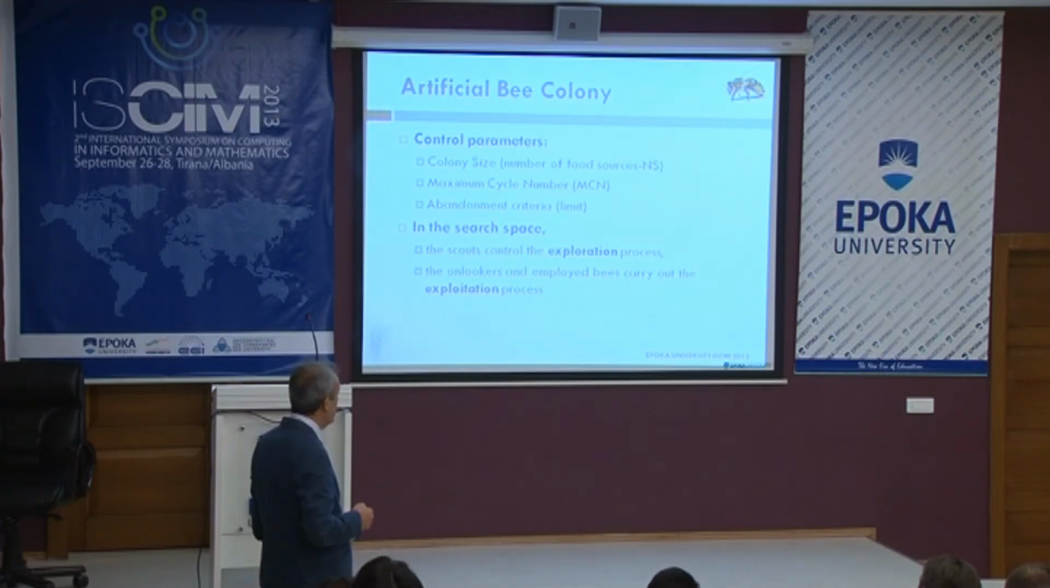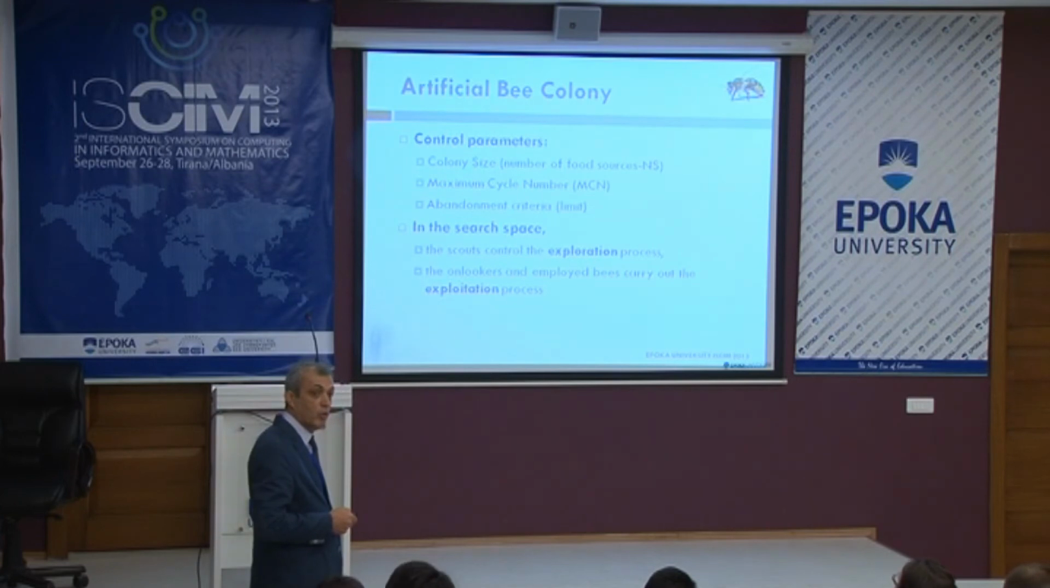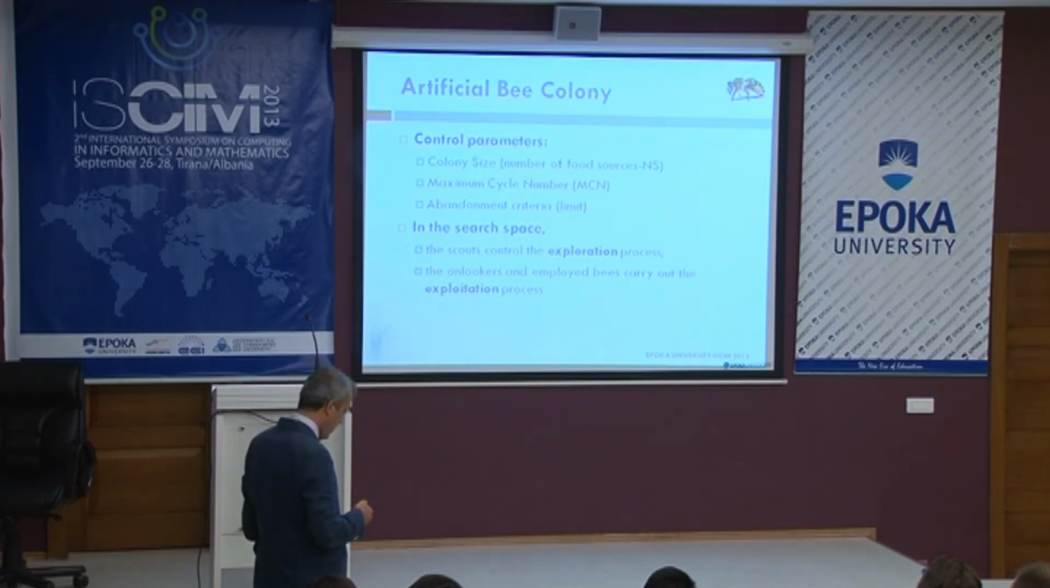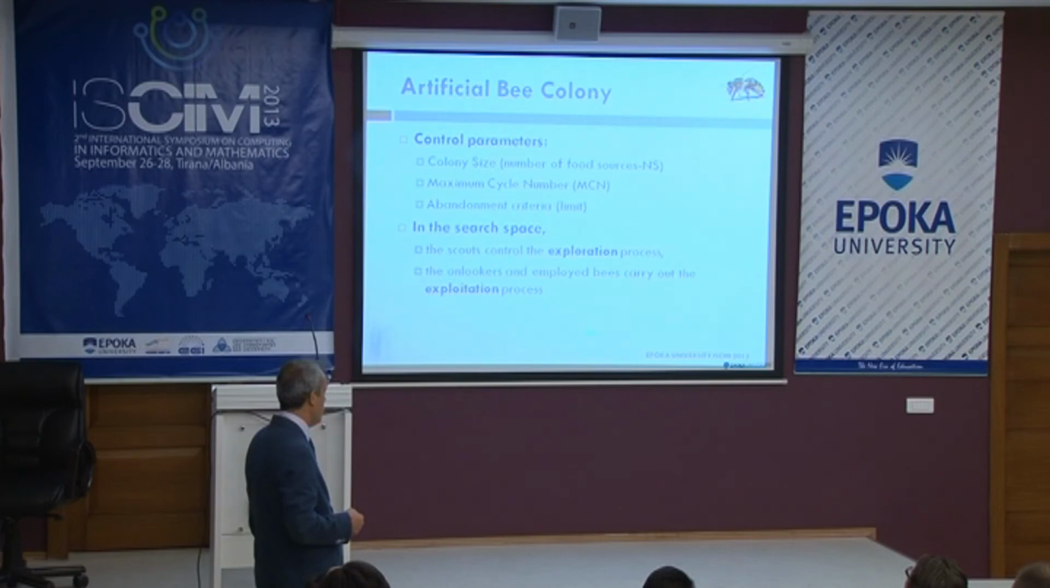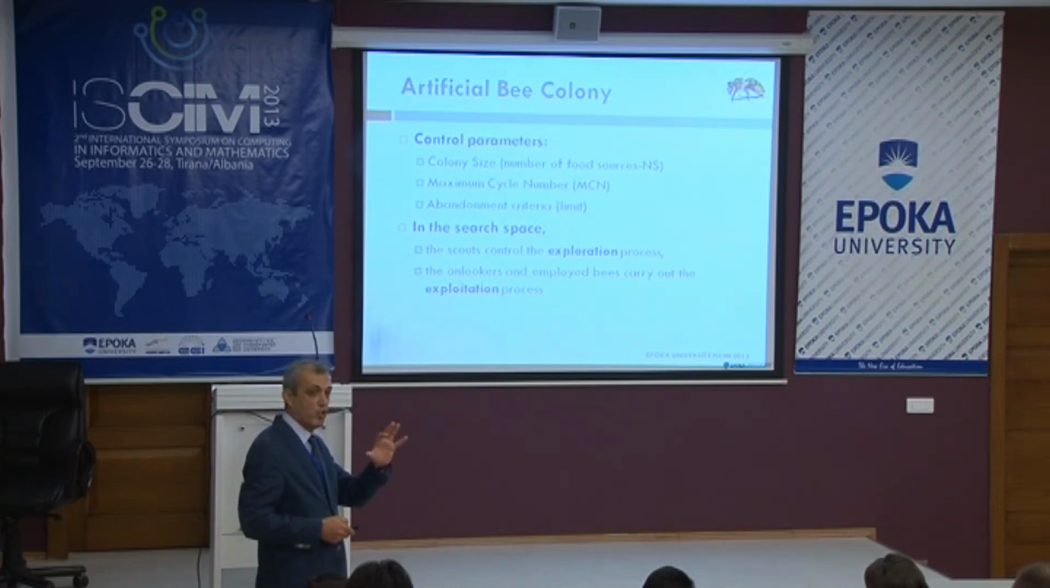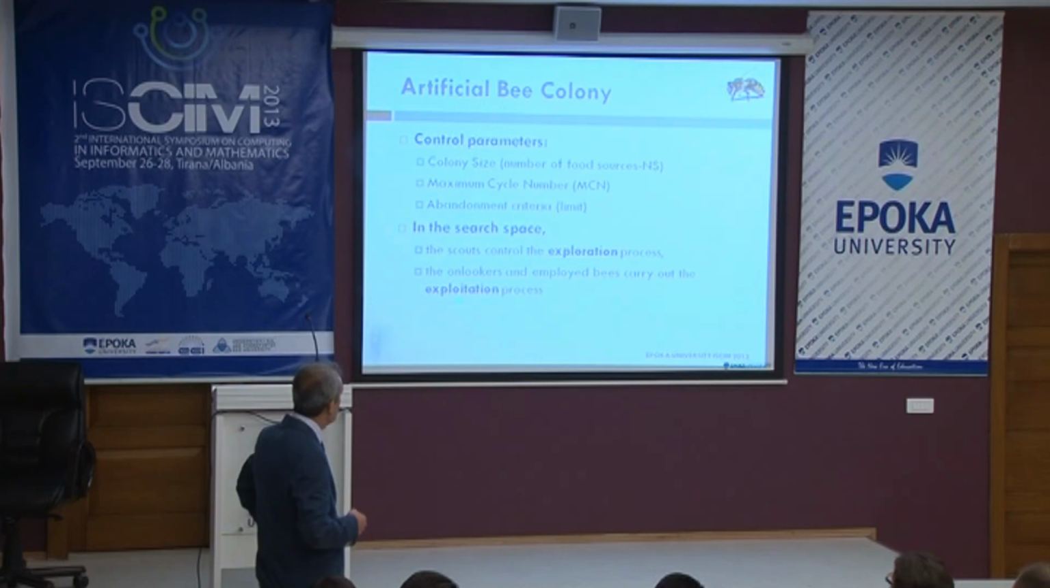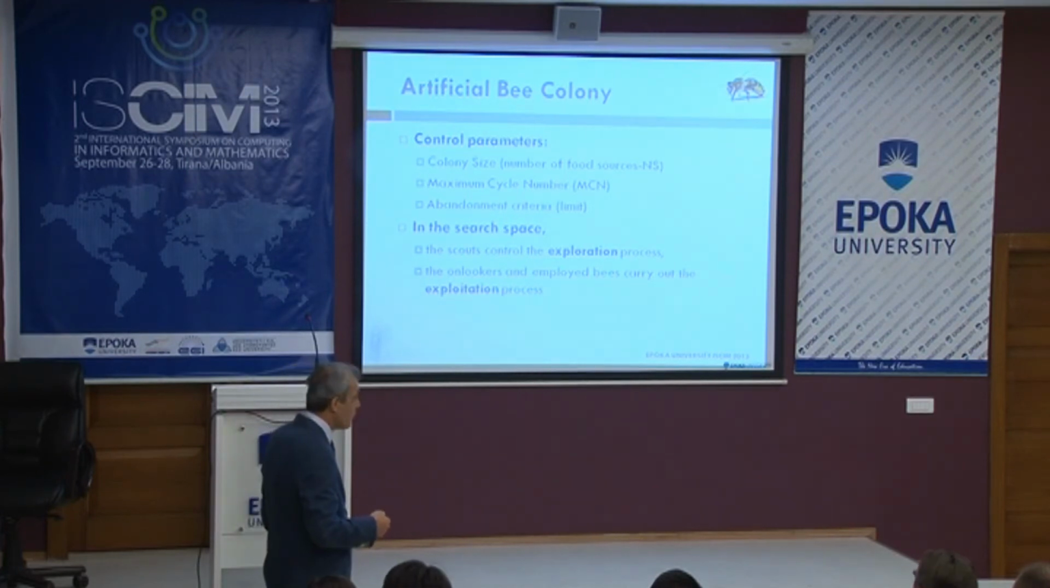This is a common control parameter for all population-based or nature-inspired optimization algorithms. These two control parameters are common. And the abandonment criterion, the limit, is used to decide whether a food source will be abandoned or not. This is the algorithm-specific control parameter. In this algorithm, the scouts control the exploration process, and the onlookers and employed bees carry out the exploitation process. In a good optimization algorithm, there must be a good balance between the exploration process and the exploitation process.